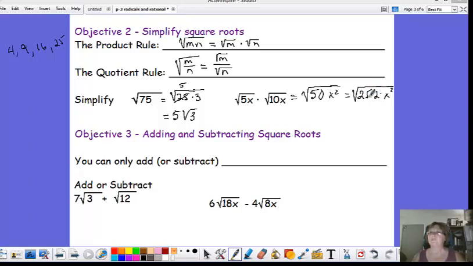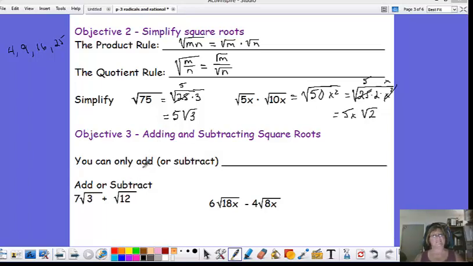And we're going to take the square root of everything that we can. The square root of 25 is 5. The square root of x squared is x. So 5x comes out of the radical, and that root 2 is left under. Okay? Simplifying those radicals.